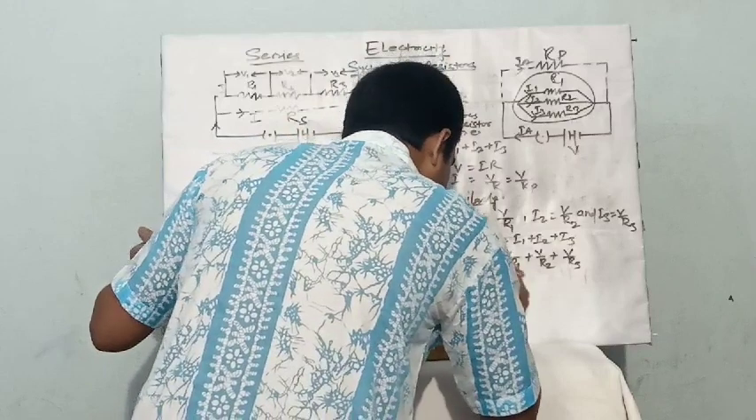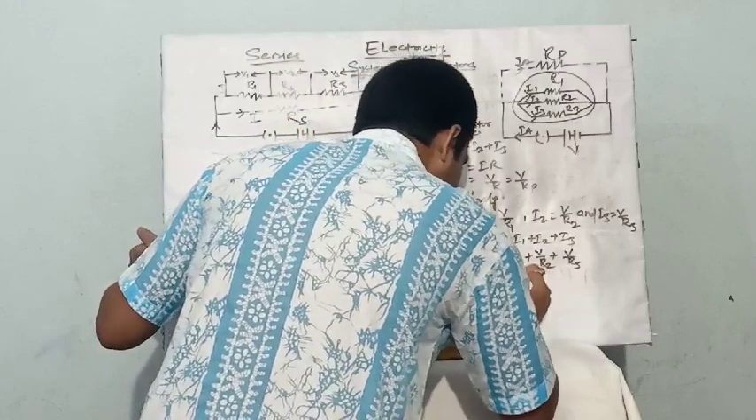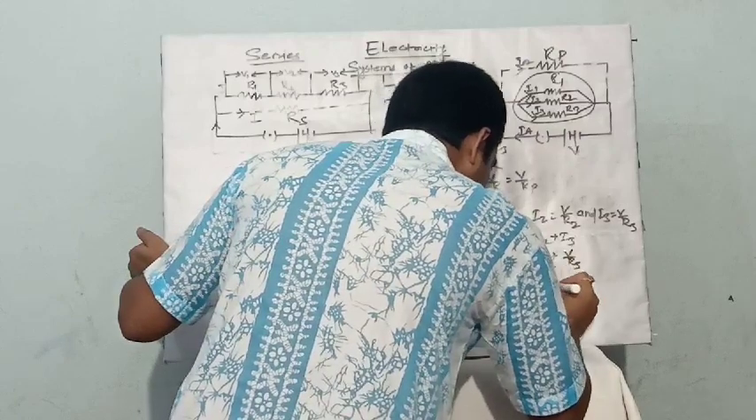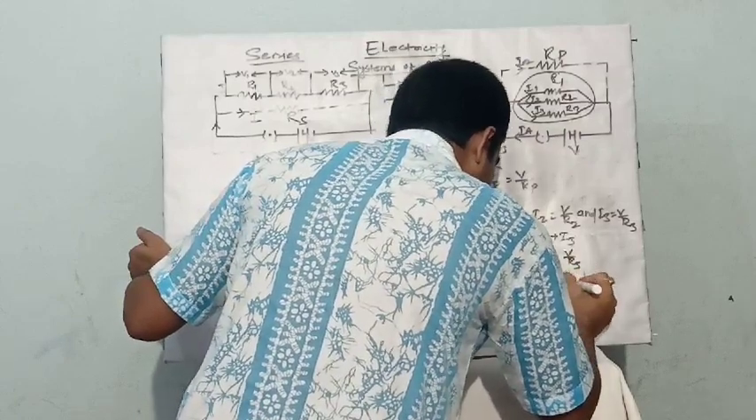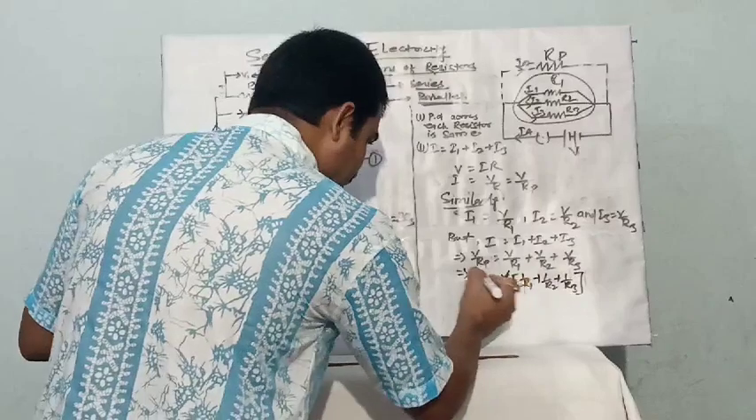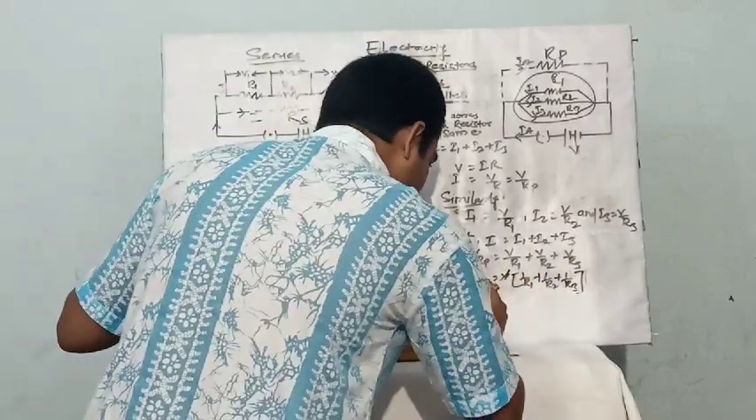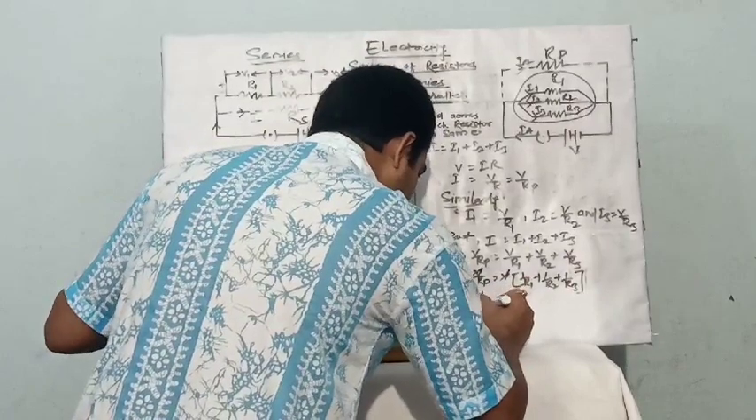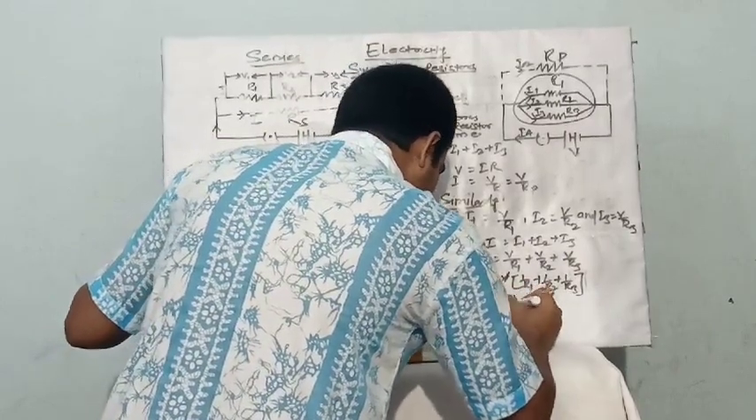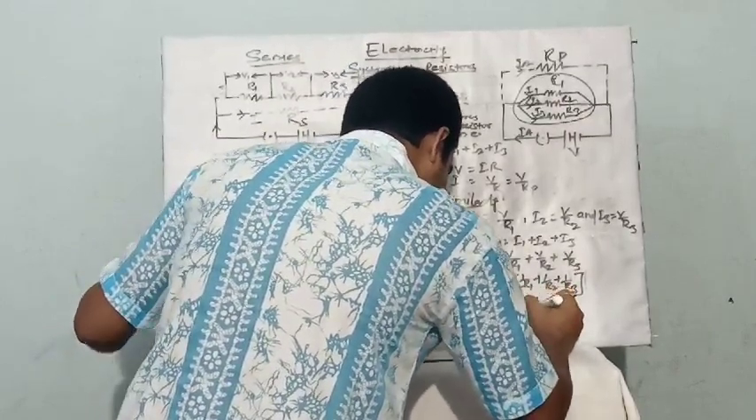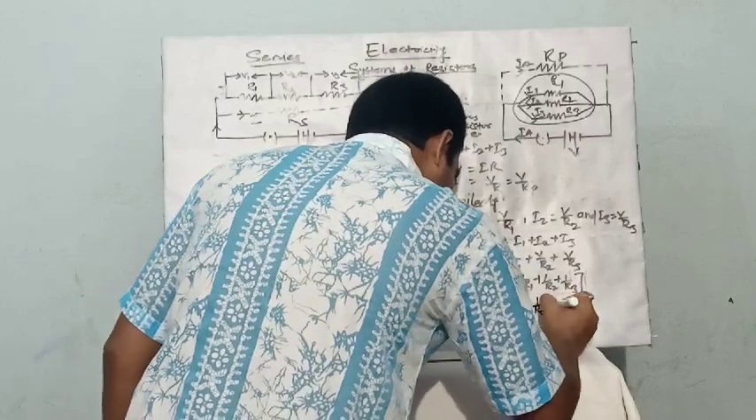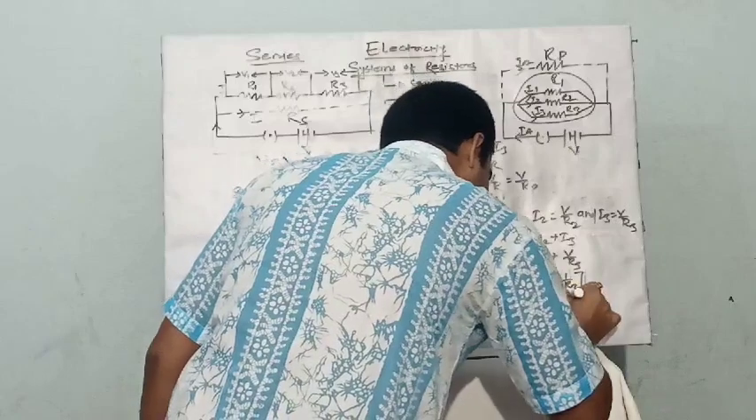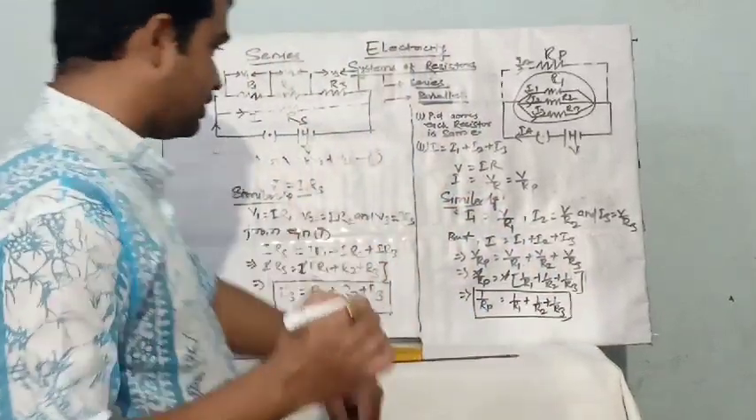So according to that, we have V by RP, and we take V common here: 1 by R1 plus 1 by R2 plus 1 by R3. V and V cancel out. So 1 by RP is equal to 1 by R1 plus 1 by R2 plus 1 by R3. So this is the equivalent resistance in the case of the parallel combination.